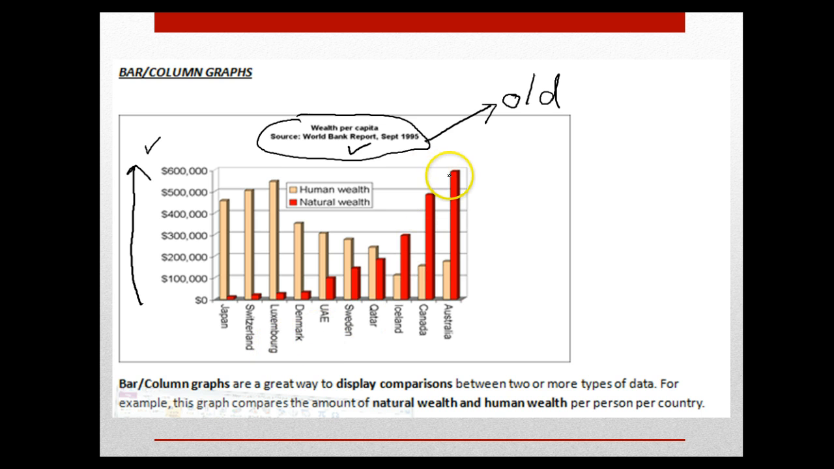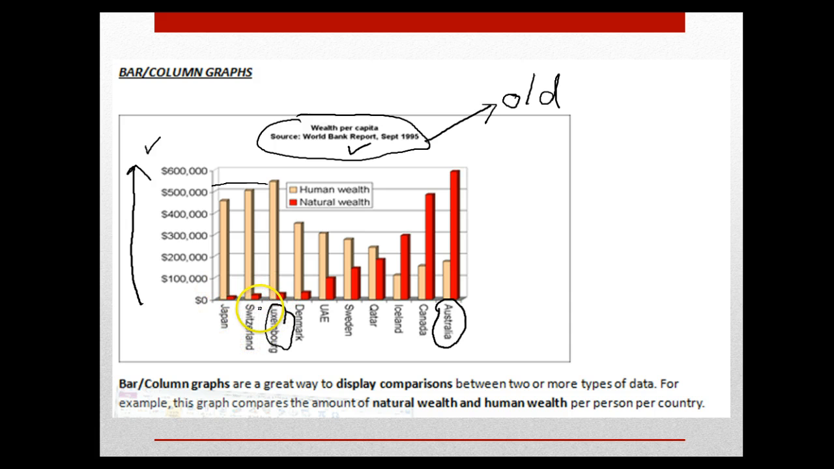Let's look at the highest point here. I can see that this value is about $570,000. I can see it's talking about the natural wealth of Australia. So Australia is the country that has the most natural wealth out of those listed at $570,000 per capita. Australia's human wealth is much lower at around $180,000 per capita. Another sentence I could write about this graph, or more information that I can retrieve, is the wealthiest country for human wealth would be Luxembourg, with $530,000 per person or per capita.